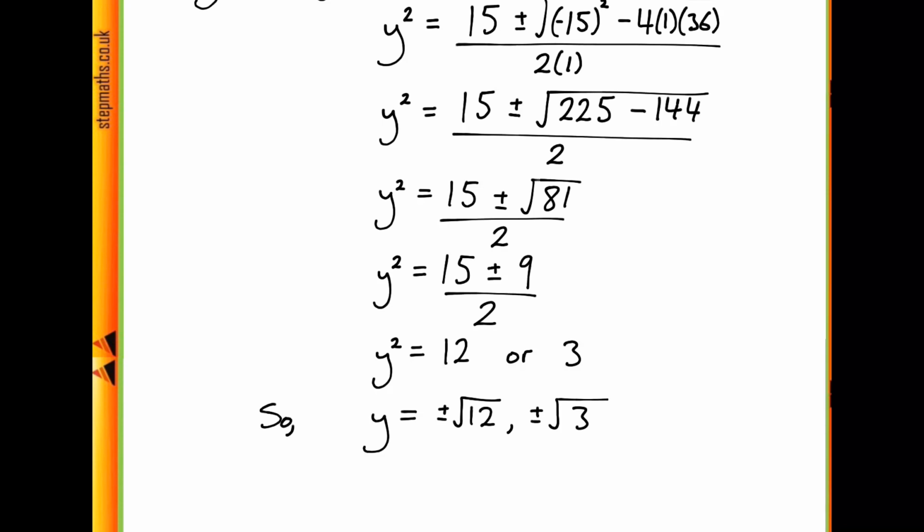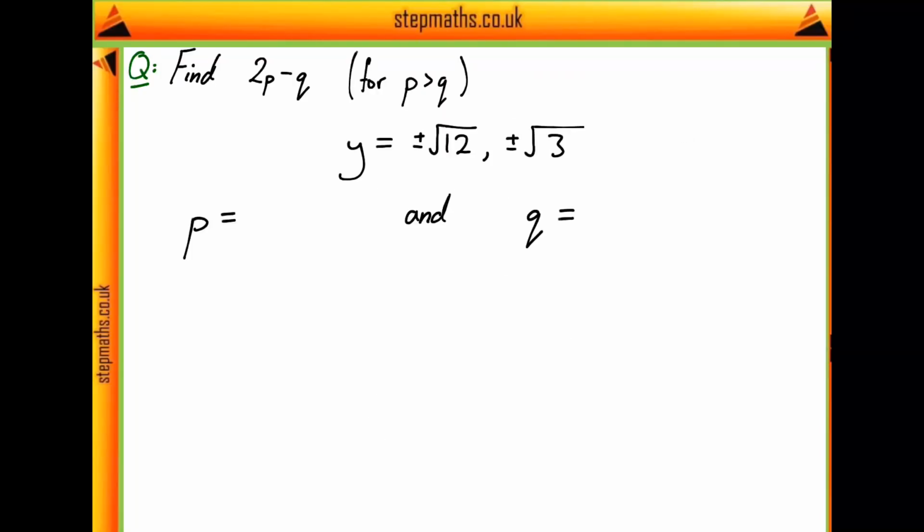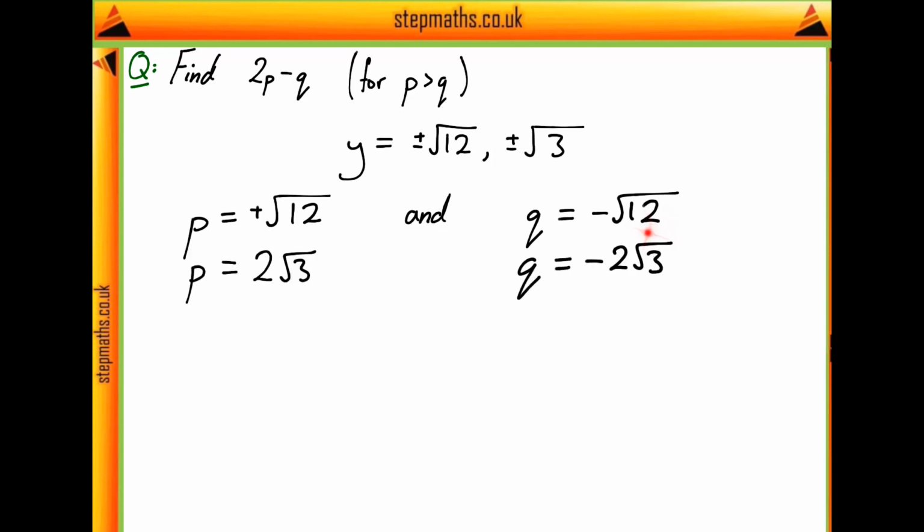Now with this information, we can find out what p and q, the greatest and least roots, actually are. So, if p is going to be the greatest root and q is going to be the least root, then we can see that p and q are going to be plus root 12 and minus root 12 respectively, which are both going to simplify to positive 2 root 3 and negative 2 root 3.